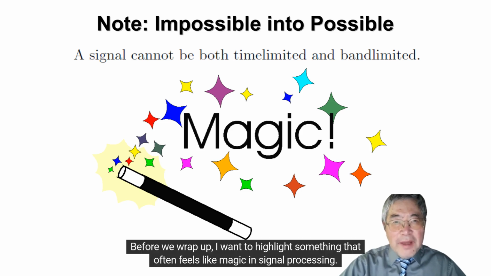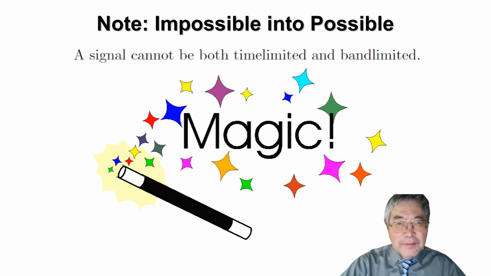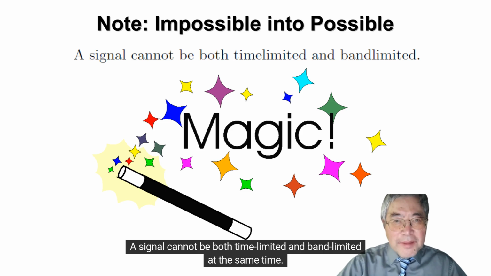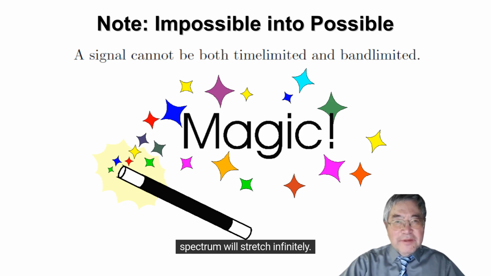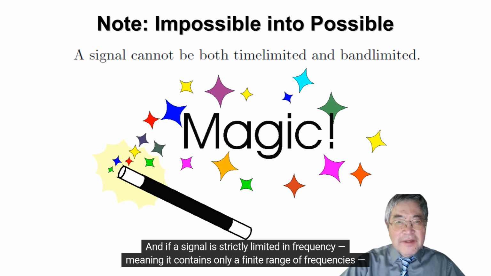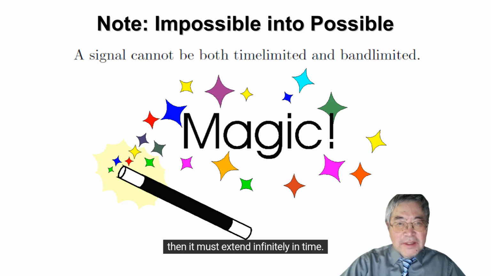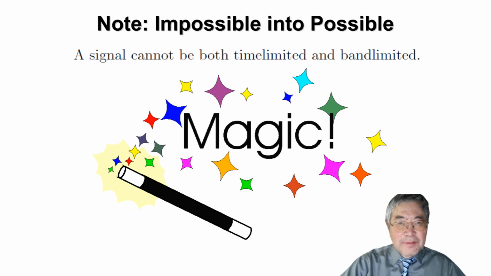Before we wrap up, I want to highlight something that often feels like magic in signal processing. A signal cannot be both time-limited and band-limited at the same time. If a signal is strictly limited in time, meaning it exists only within a certain interval, its frequency spectrum will stretch infinitely. And if a signal is strictly limited in frequency, meaning it contains only a finite range of frequencies, then it must extend infinitely in time.